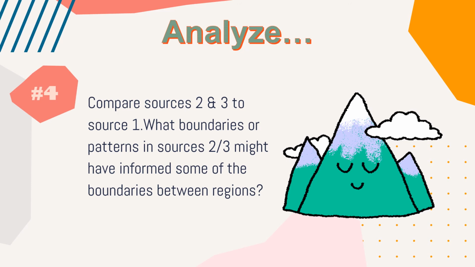All right, for question 4, it says compare sources 2 and 3 to source 1. Right, so the 2 colored maps, compare it to the black and white map. What boundaries or patterns in sources 2 and 3 might have informed some of the boundaries between the regions? So we're saying, like, if you're looking at the black and white map, or the grayish map, are some of the regions that this course has determined, like the way they've regionalized that map, do you think some of them have some influence from information we gathered from sources 2 and 3?